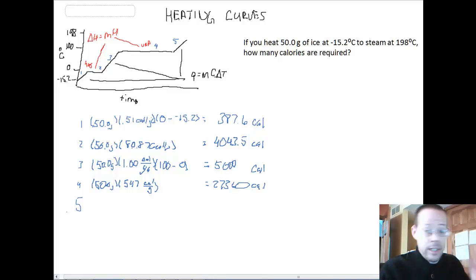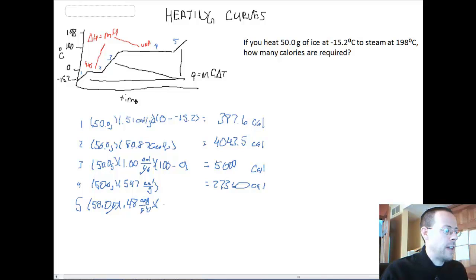Alright, then the last thing we have to do is just heat up our steam. So we're back to a slanty line. And slanties are Q equals MC delta T. So we're going to have M, which is 50 grams yet again, times C this time, which is the specific heat of steam, which is 0.48 calories per gram degrees Celsius. And then lastly, our final temperature is we're heating the steam to 198 degrees, but it starts being steam at 100 degrees. So the difference of that is 98.